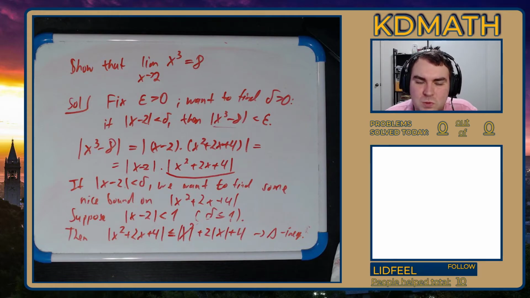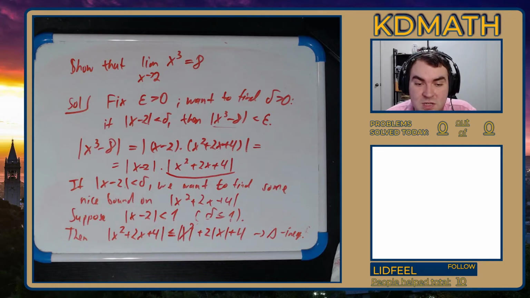So, we know that we have to do something with the x cubed minus 8. To do that, we factored it down to x minus 2, as you see in the middle of the board right now, times x squared plus 2x plus 4. Now, if the absolute value of x minus 2 was less than delta, because we don't want to solve quadratic or cubic inequalities, we want to find some nice bounds. And for now, we're just going to assume that the absolute value of x minus 2 was less than 1. In other words, if delta was less than or equal to 1, then what can we say?